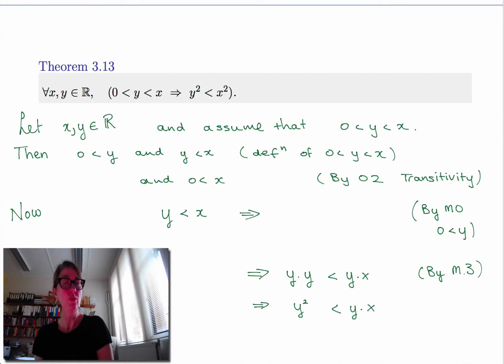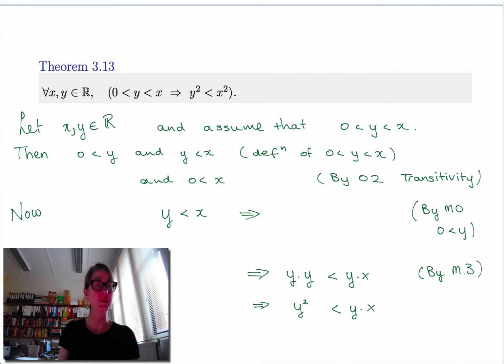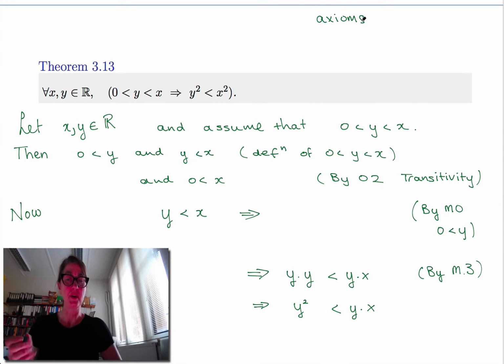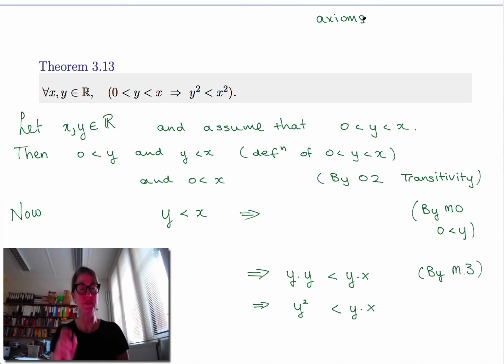So you'll recall when we did Theorem 3.13 last week, and this was an example of using the axioms to do a proof. I was a bit naughty and I left out a step, or I did two steps in one really, and I shouldn't have done that. So I'm coming back here just to show you where that step was.